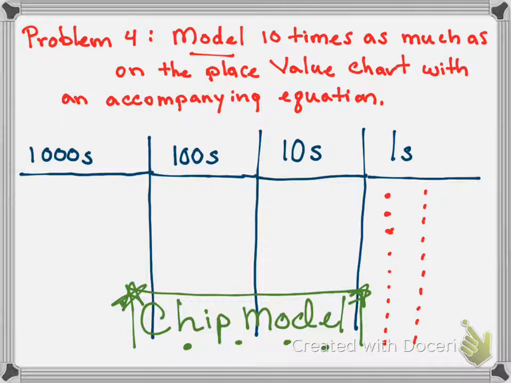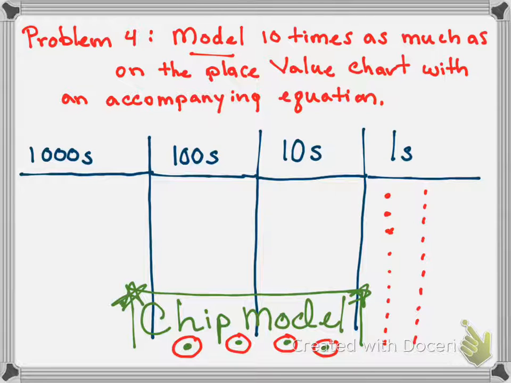With problem 4, we are going to model 10 times as much as on the place value chart with an accompanying equation. This model that we're going to be using is called a chip model. And a chip model just looks like little periods, little chips. Think of little chocolate chips. We're going to show the ones, and we're going to show how this is 10 times as much as on the place value chart. We're going to demonstrate this.